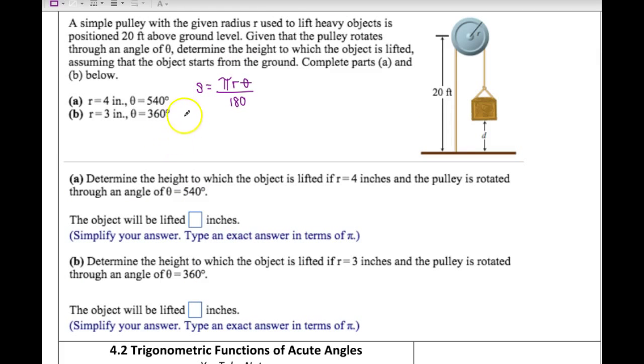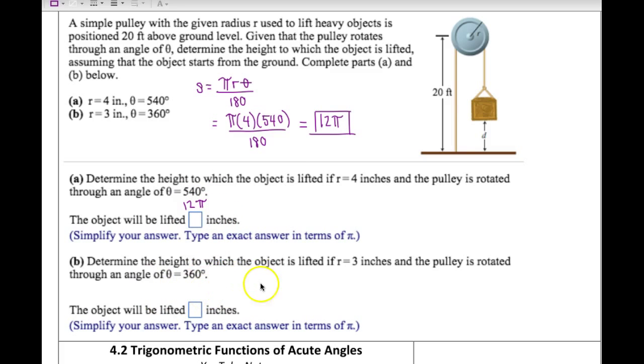Okay, so what I'm going to do is plug these in. So for A, I'm going to plug in 4 and 540. And then you just solve. If you do this, you end up with 12 pi. So you write 12 pi inches down here.